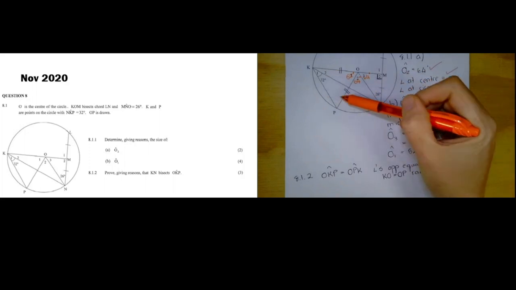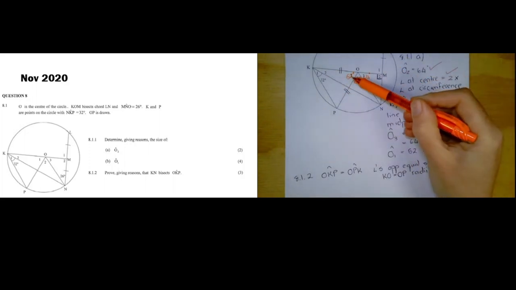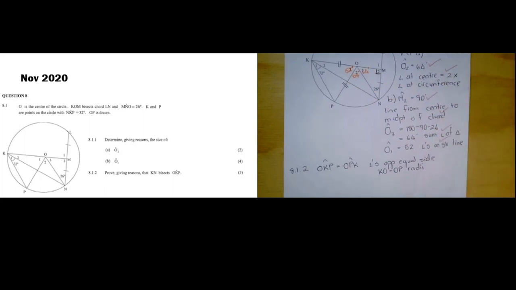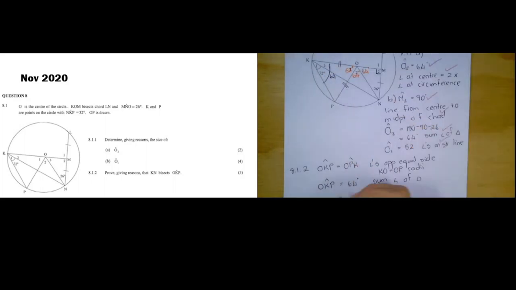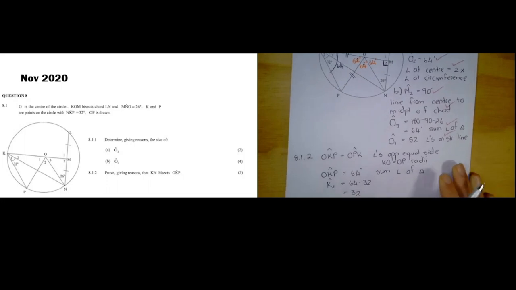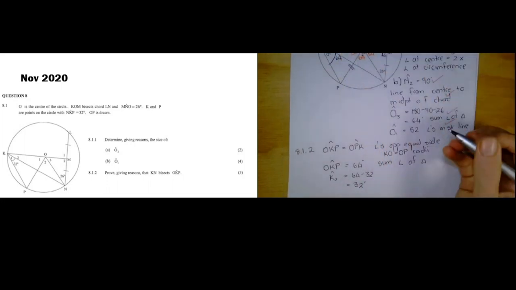So if I know that those two angles have got to be the same size, a triangle adds up to 180. So 180 minus 52 divided by 2, which means angle OKP will be 64 degrees. The sum of the angles of a triangle. So the entire angle is 64. That bit is 32, which means K2 must be 64 minus 32, and that's also then 32 degrees. So they're exactly the same size. So we can finish off by saying we know that means KN bisects angle OKP.